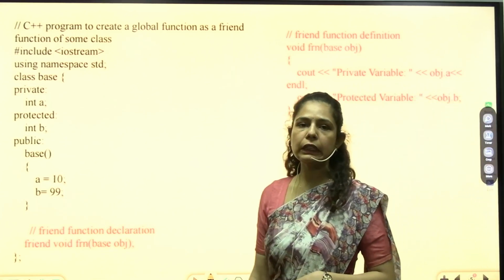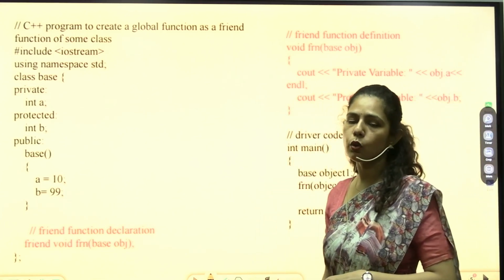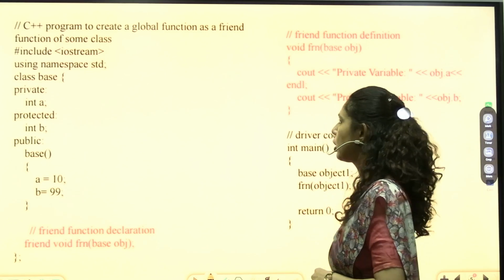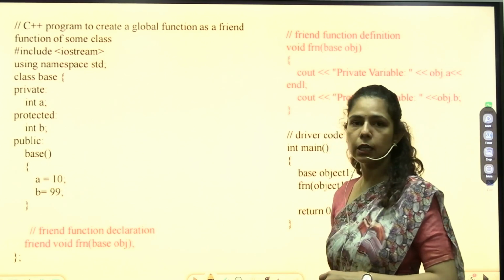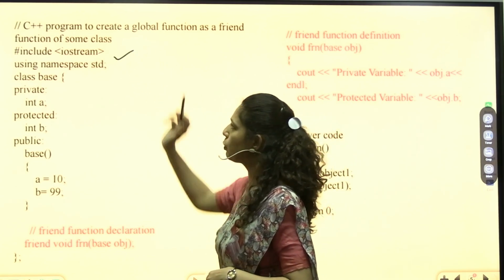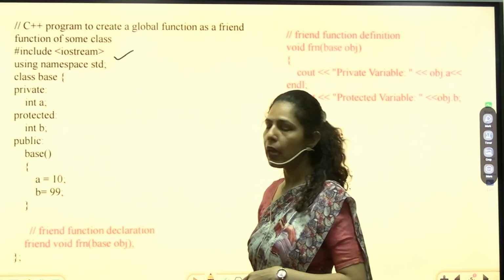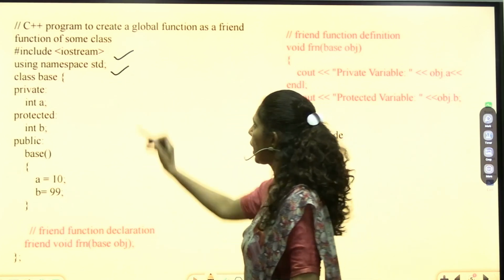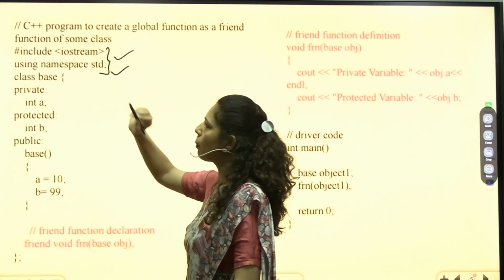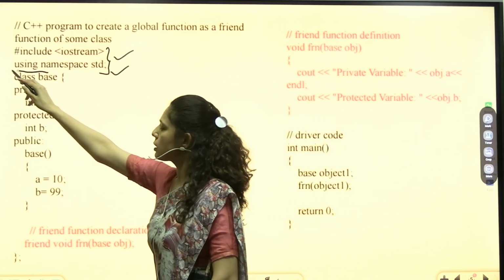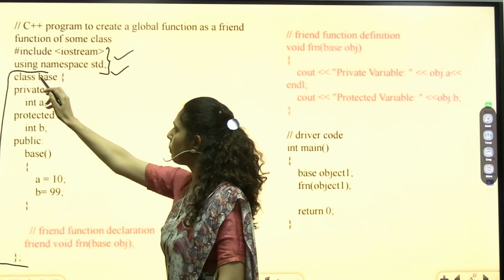Now I have taken this basic example of how you can create a friend function. In order to create a C++ program, first of all you have to write hash include iostream followed by using namespace std. We all know that these two lines will be common in all C++ programs. Then you have to create one class. Here the name of the class is Base, right?